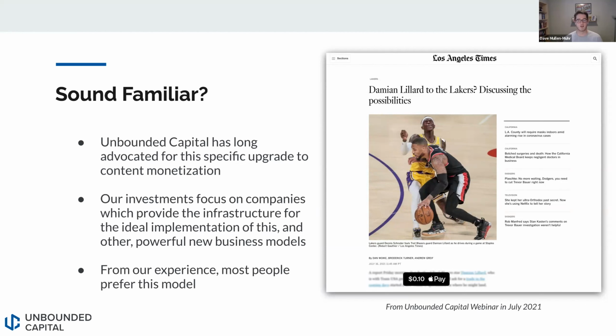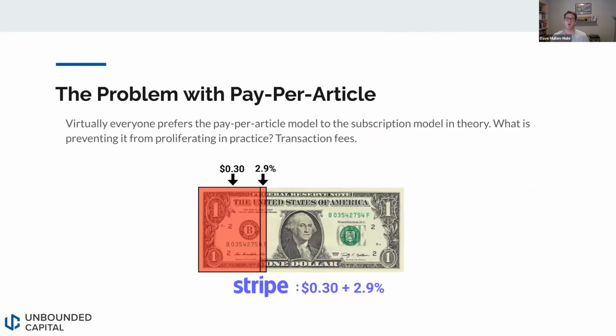If you could, with one click, pay 10 cents, pay $1, whatever the price is, to read it, the conversion rate there would be, I think, incredibly high. And this is exactly what Elon mentioned in his post. Virtually everyone prefers this model to the ubiquitous subscription model. So what's the deal? Why don't we have this already today?